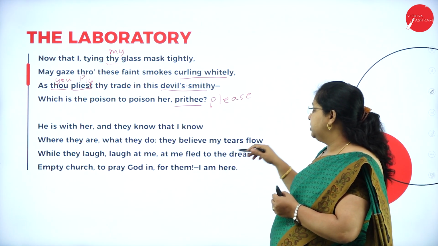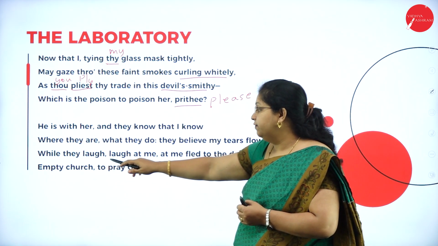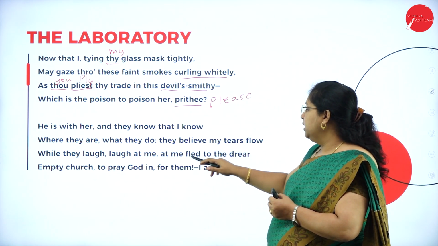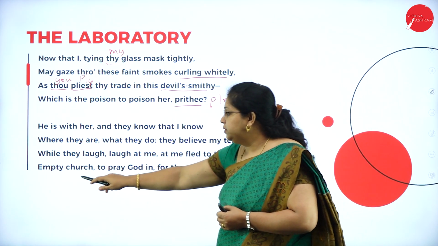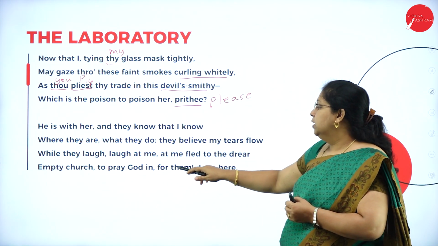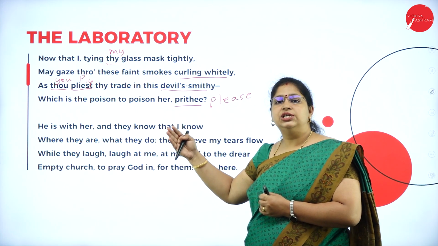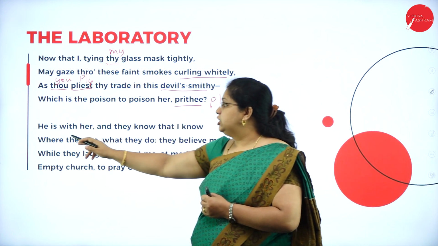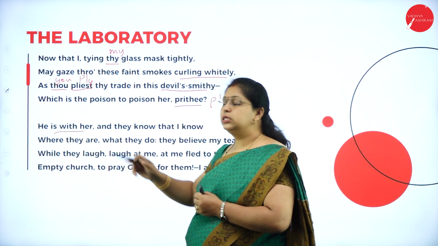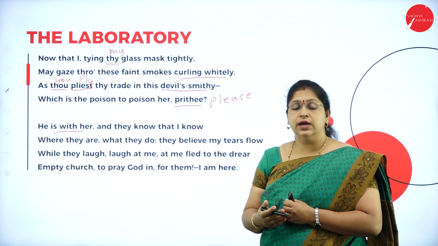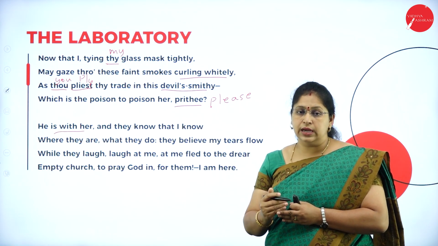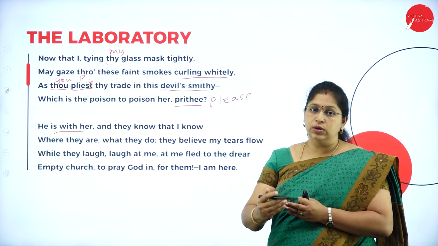"He is with her and they know that I know where they are, what they do. They believe my tears flow while they laugh at me, fled to the drear empty church to pray God in. For them, I am here." In this stanza, she starts telling that she knows. So, he is with her. Who is with her? This woman, the speaker who is speaking, who is telling.